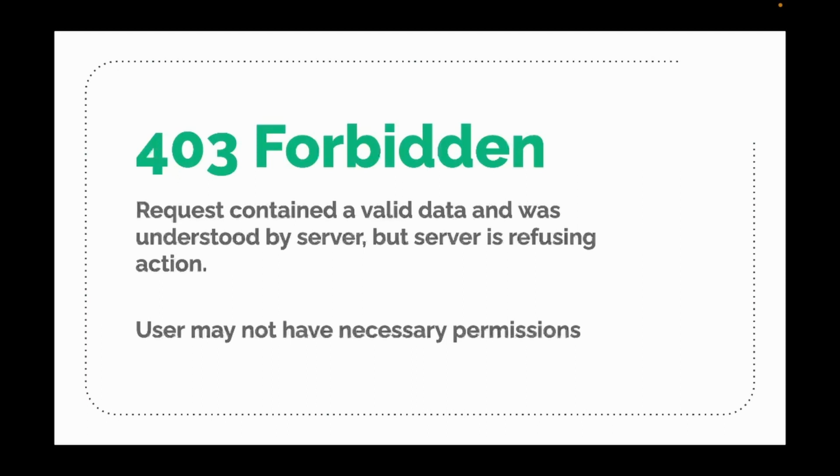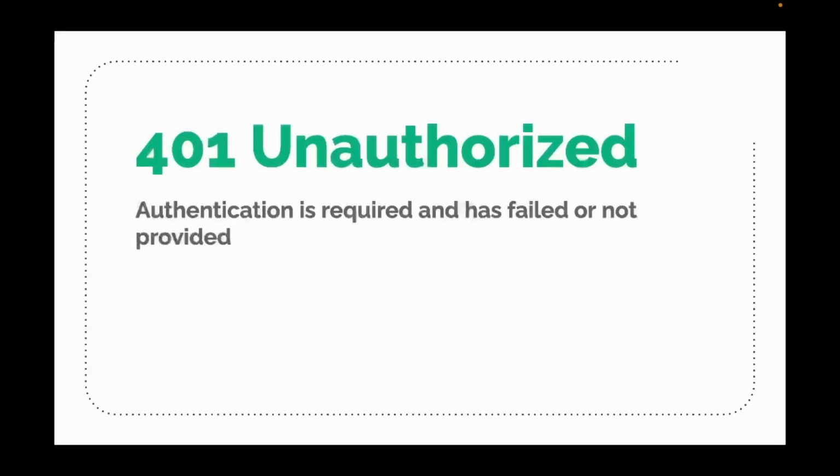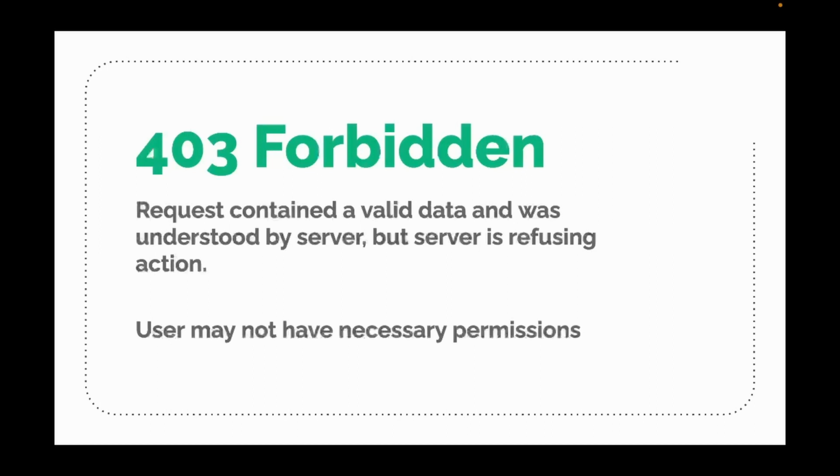403 forbidden. The request contains valid data, so it may contain a token, it may contain credentials, something like that, but this person may not have access to a certain part, to a certain API. That's why 403 forbidden is thrown. Whereas in 401 the authentication has failed altogether. In 403 the authentication part is done, but maybe authorization has failed, or the thing that you are trying to do, you do not have permission for that.